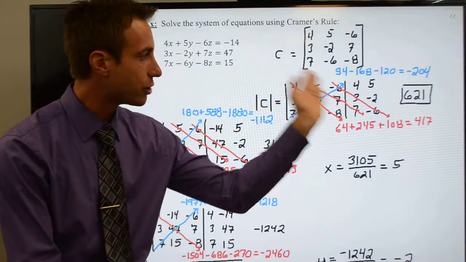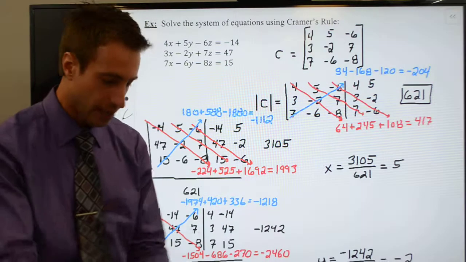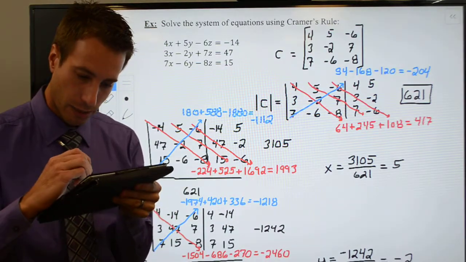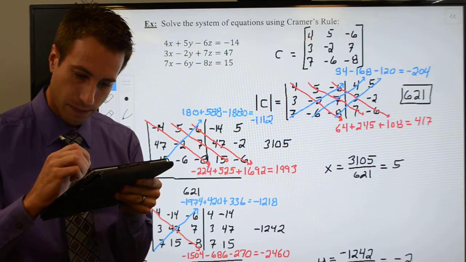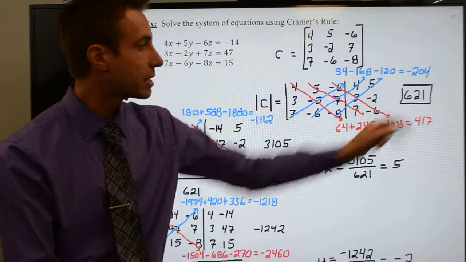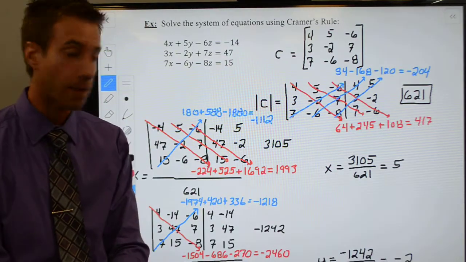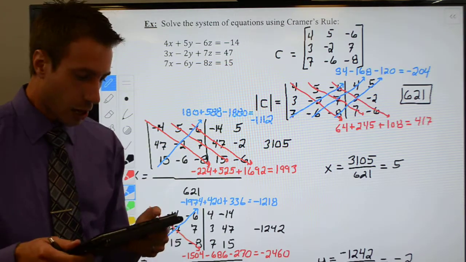I do my major diagonals, +417. Do my minor diagonals. Sorry, I actually forgot to draw a couple of those guys. There's that one. There's that one. And I wind up with a -204, which gets me a determinant of 621. Big old determinant, but that's okay. Certainly can happen.